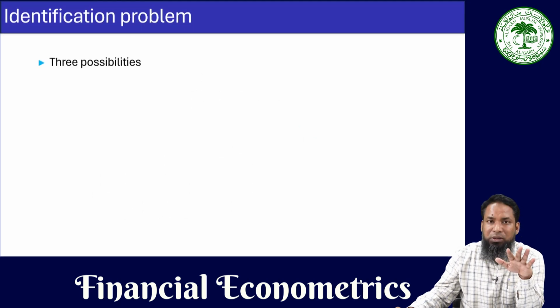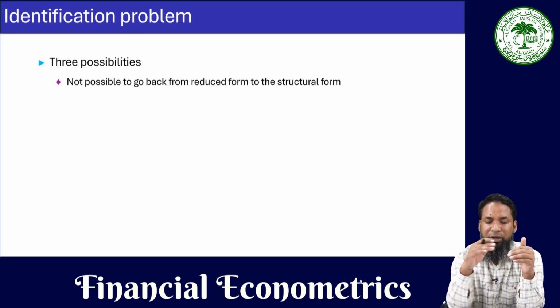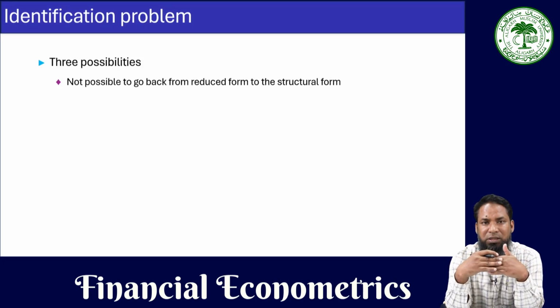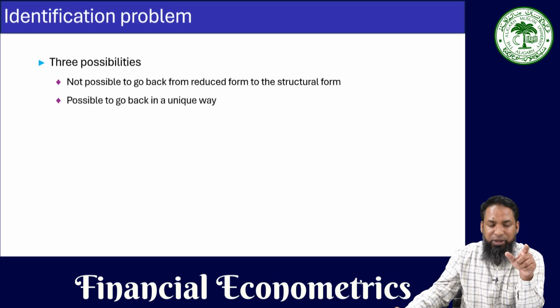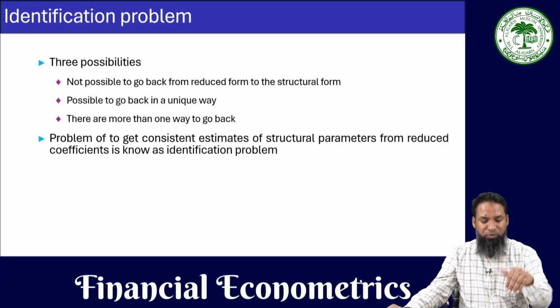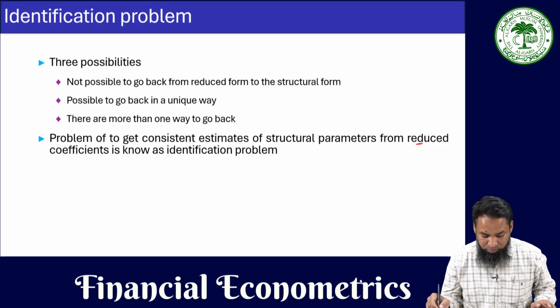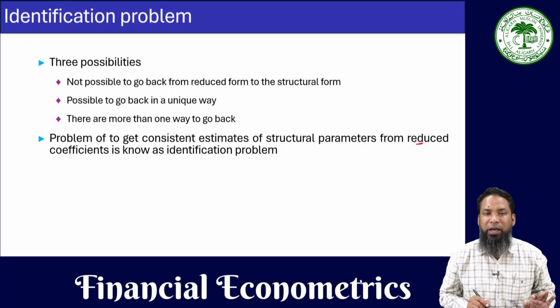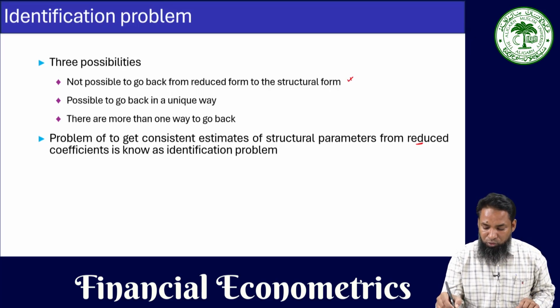Now, there are three possibilities. One possibility is that we will not be able to estimate the structural parameters from the reduced form parameters at all, or it is possible to go back in a unique way, or there is more than one way to go back. So the problem of getting consistent estimates of the structural parameters from the reduced form coefficients is known as the identification problem.